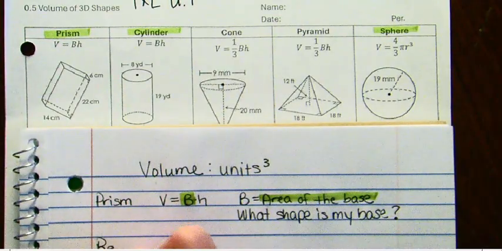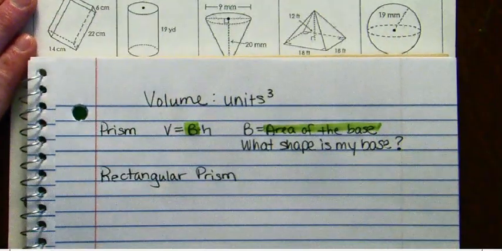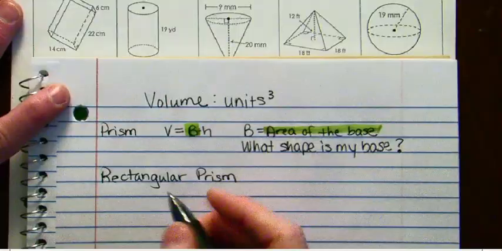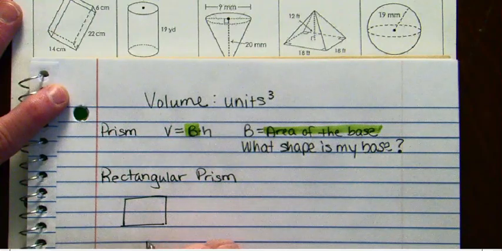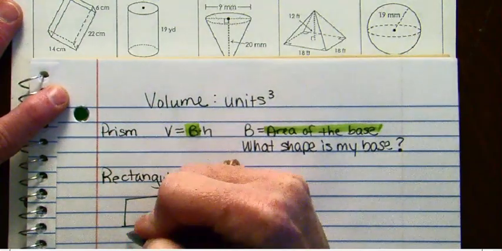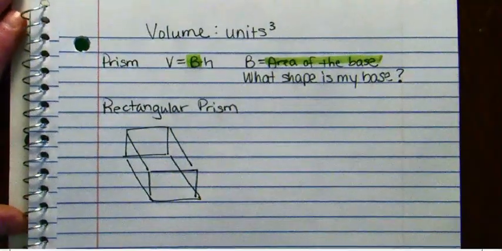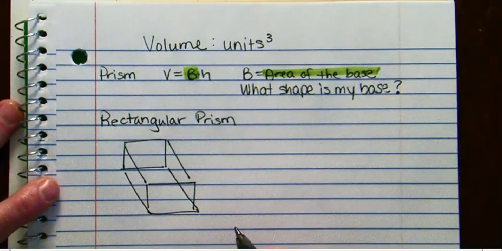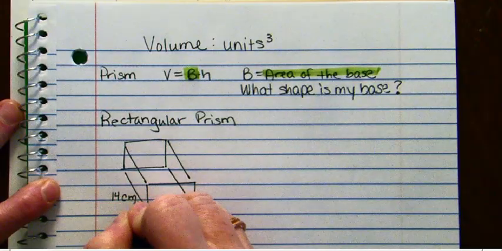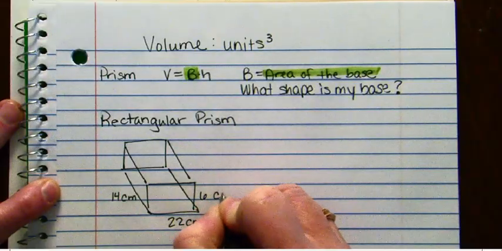So we're going to write rectangular prism. And I'm just going to create the diagram like what's listed on our notes. And we have the rectangular bases. Remember, those are what are parallel from each other. And with this rectangular prism, we are going to identify a couple dimensions. So we have 14 centimeters, we have 22 centimeters, and we have 6 centimeters.